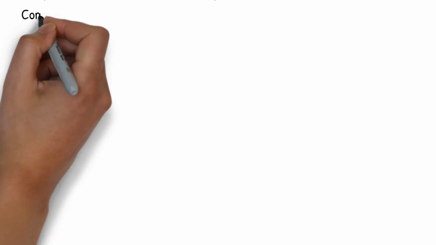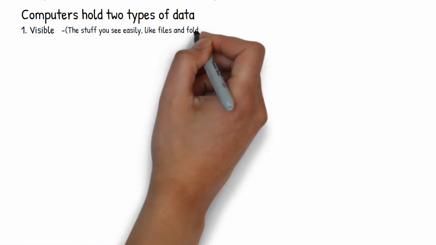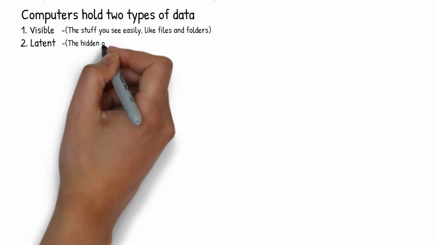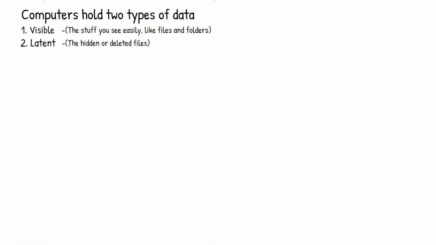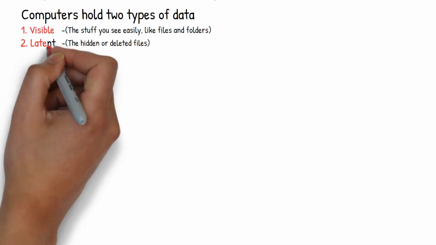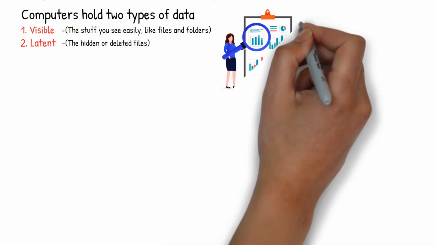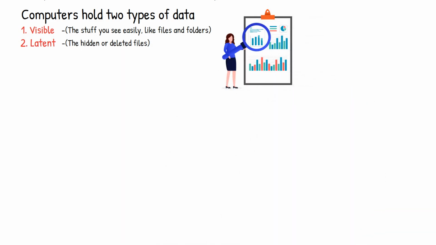Now, let's play detective. Computers hold 2 types of data. Visible, the stuff you see easily, like files and folders, and latent, the hidden or deleted files. It's like looking for clues in a mystery novel. Visible data is the text you read. Latent data is like reading between the lines for hidden meanings. Analyzing this data involves specialized tools and techniques, making sure even the most elusive digital footprints are uncovered.